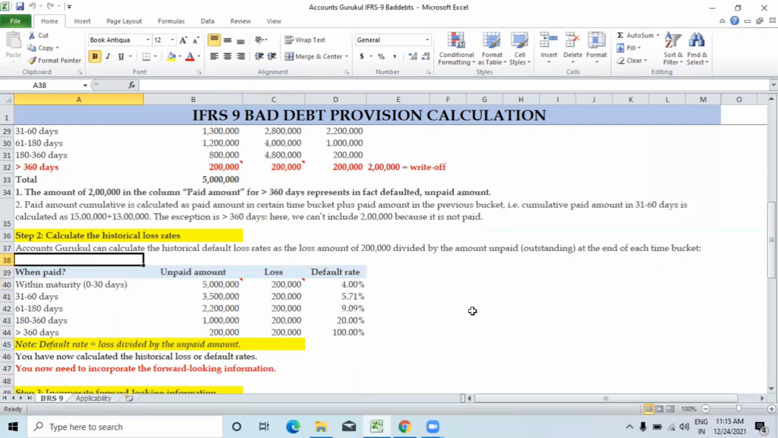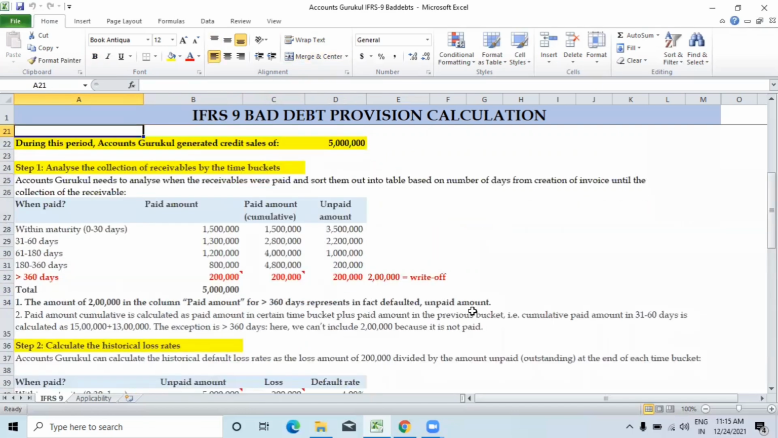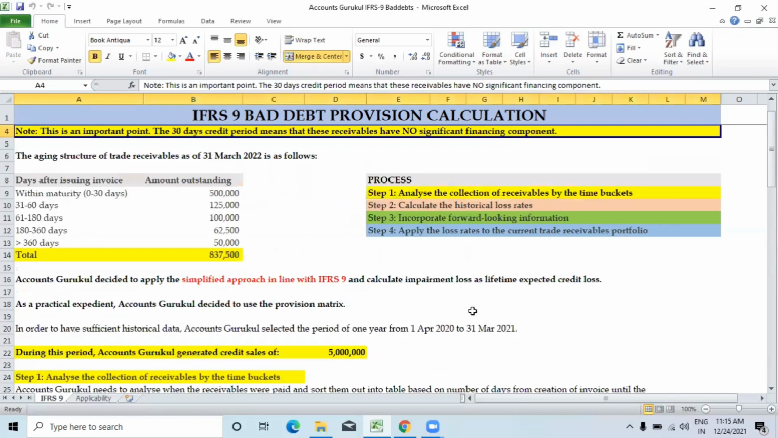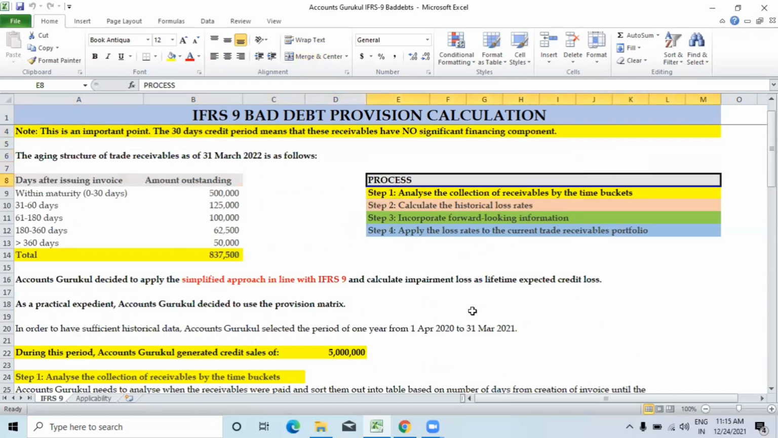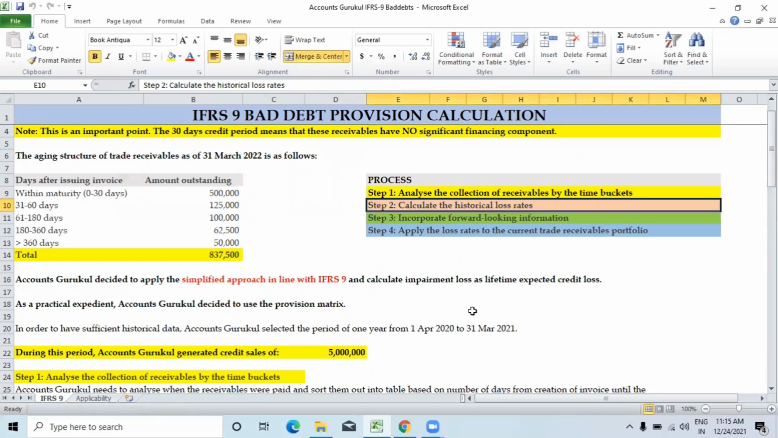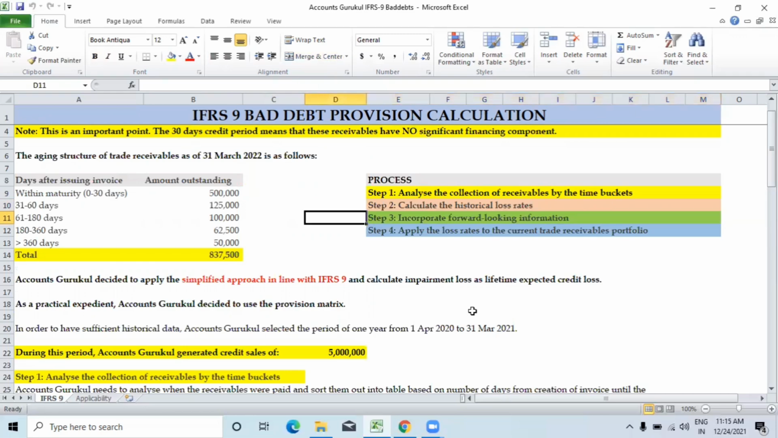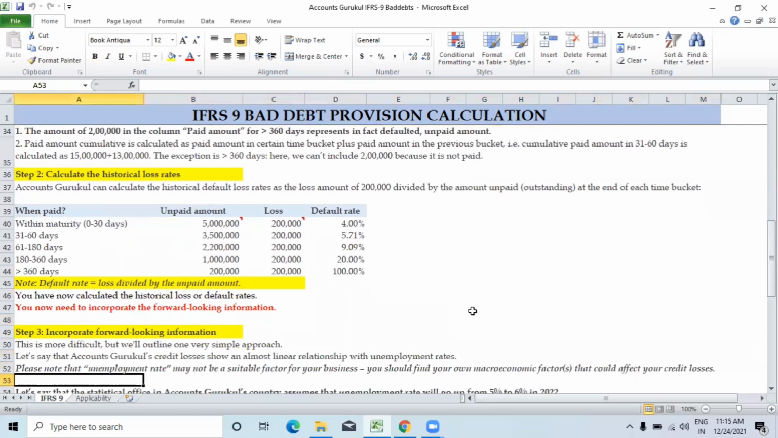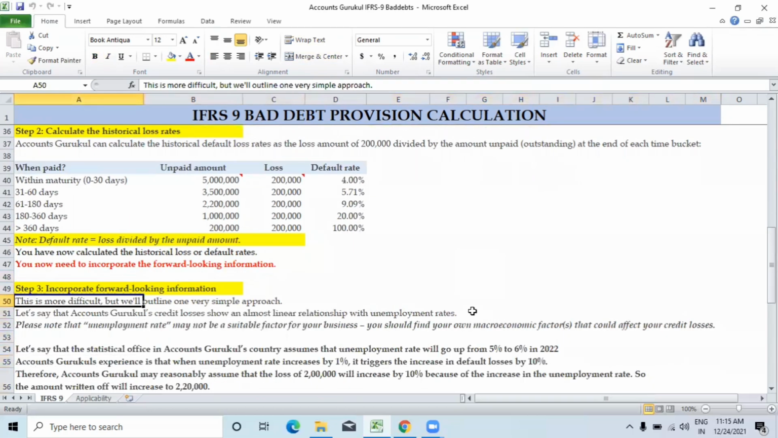To do the calculation of the IFRS 9 bad debts provision based on the simplified approach, we have to follow the steps. First is to analyze the collection of receivables time bucket. Second, we have understood, calculate the historical loss rate. Now the third step is to incorporate forward-looking information, and we need to know how to do the calculation for that. This is more difficult, but we will outline one very simple approach.